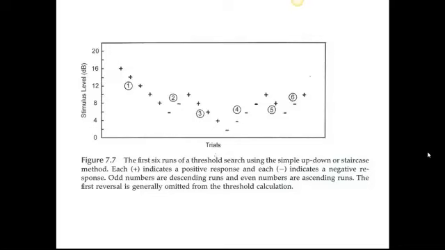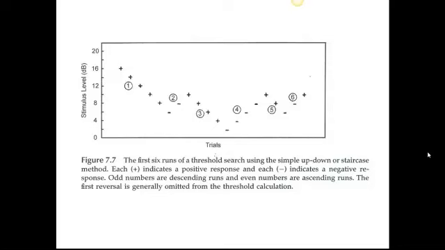So here is figure 7.7, and it's showing the first 6 runs of a threshold search using this simple up-down, or staircase method. Each plus indicates a positive response, meaning they heard it, and each negative indicates a negative response, meaning they didn't hear it. Odd numbers are descending runs, and even numbers are ascending runs. The first reversal is generally omitted from the threshold calculation just because the participant is getting used to the process.